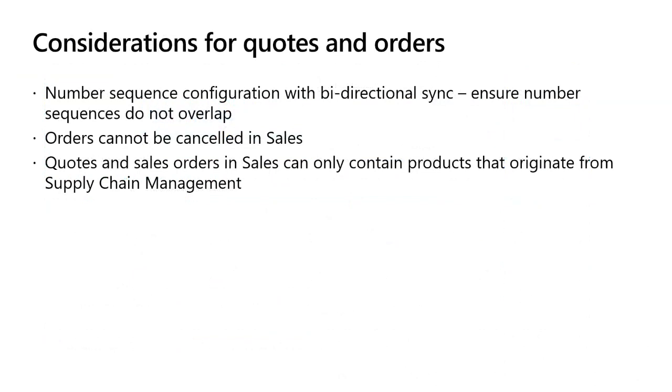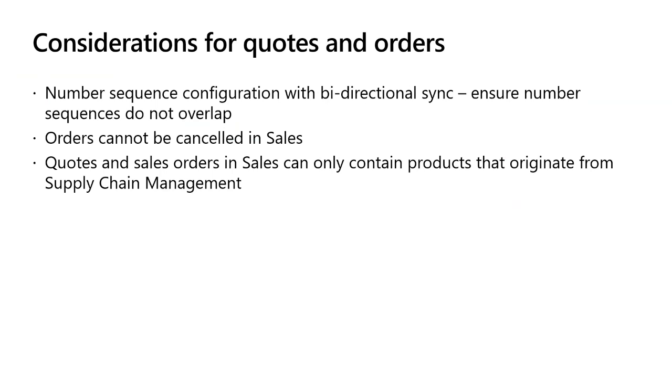So some considerations for quotes and orders. Now, these are not exhaustive, but a couple of key ones here. The number sequence configuration: because these are bi-directional sync, there is no global number sequencing system. Each application has its own number sequencing, so you need to ensure that these number sequences are not going to clash or overlap.